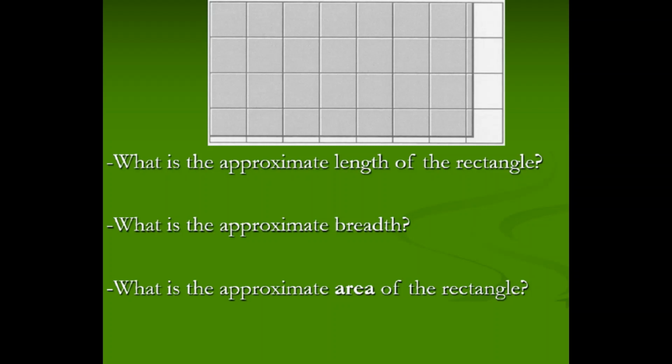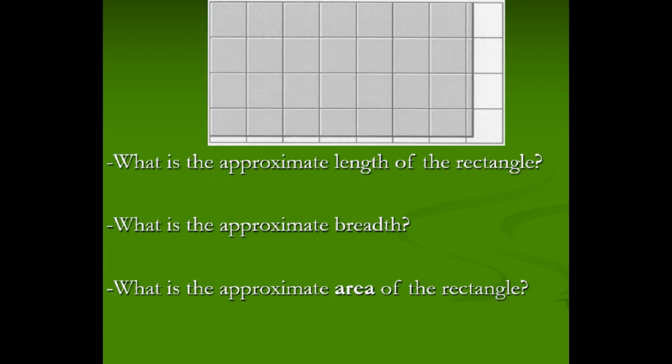Looking at this next example, again we're looking at a rectangle. What is the approximate length of the rectangle? As you can see, some of the squares are not totally filled in. They're slightly shaded or not shaded, so you're going to have to try to estimate. The squares are 1 centimeter, so if you're wondering how large each square is, it's 1 centimeter. So what's the approximate length of the rectangle?